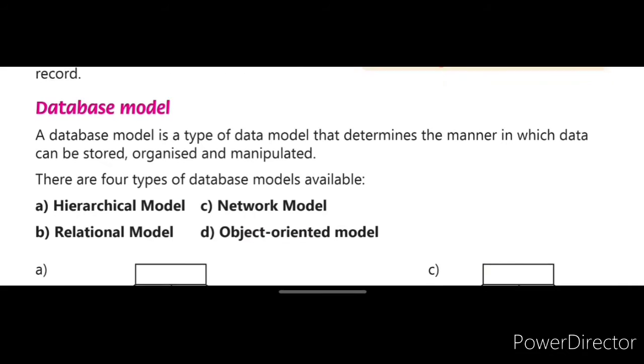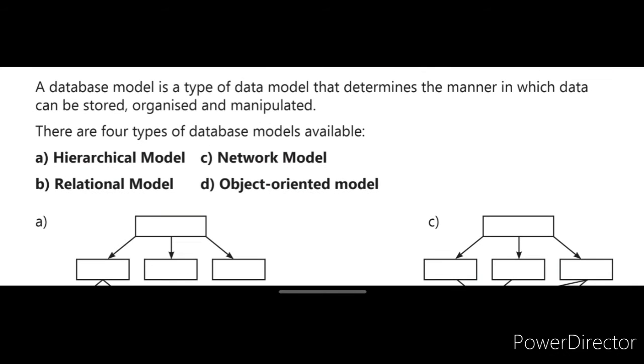Okay. So next we are going to see database model. What is database model? A database model is a type of data model that determines the manner in which data can be stored, organized and manipulated. Do you understand? It is nothing but a type of data model. So it checks whether the data can be stored, organized and manipulated in an efficient way.